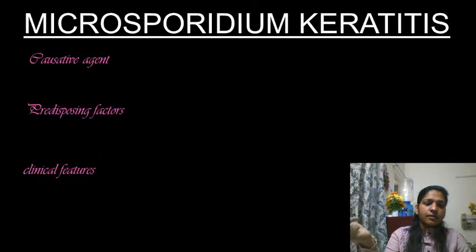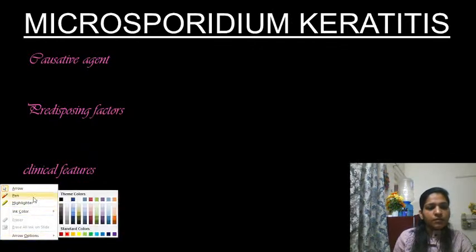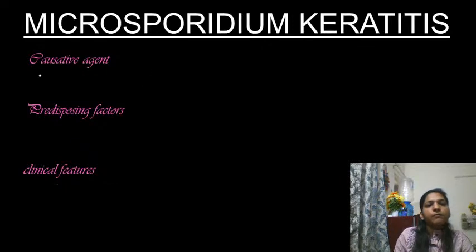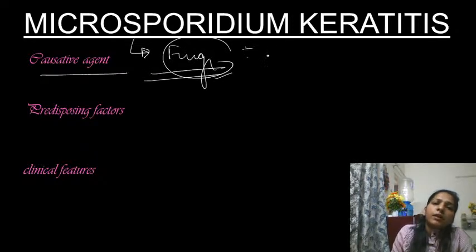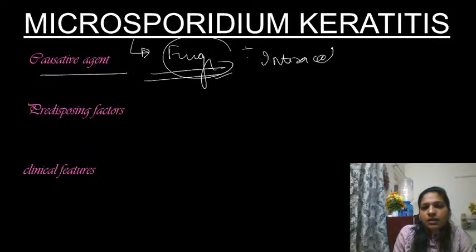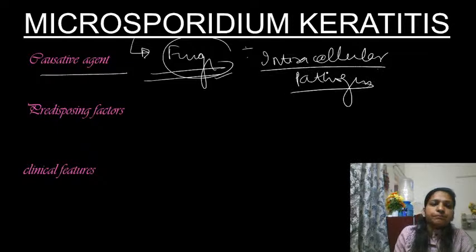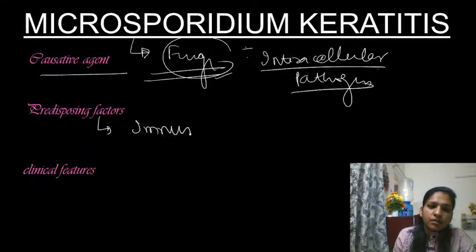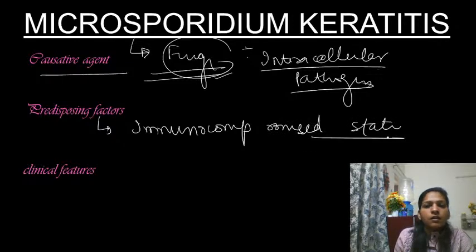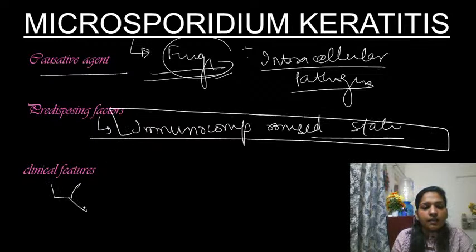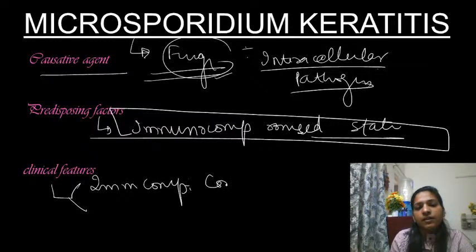Now Microsporidium keratitis. The causative agent is Microsporidium only, as is evident from its name. Microsporidium is a type of fungi. Mainly it is an intracellular pathogen, not free living. Predisposing factor: immunocompromised status is the most common cause for Microsporidium keratitis.